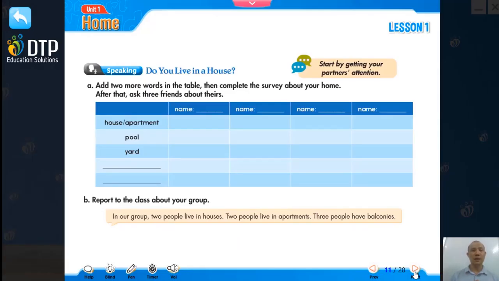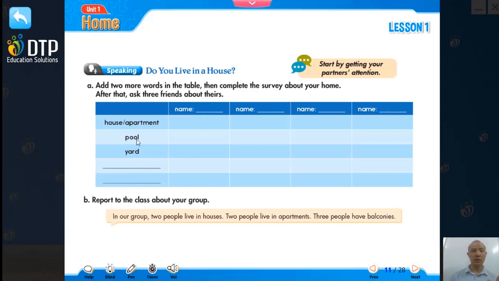Now, we move to a speaking activities. For these activities, first of all, you think of the word to complete the first column.